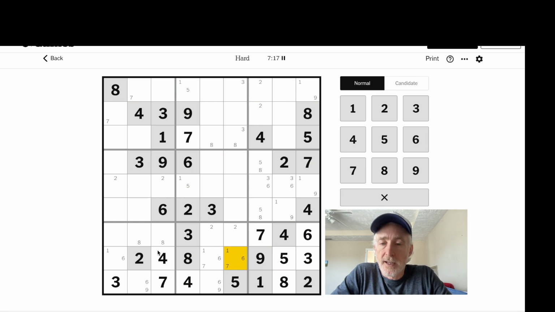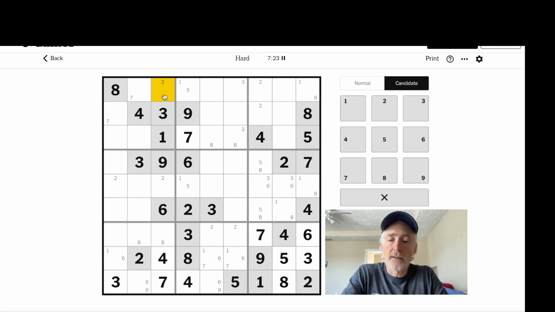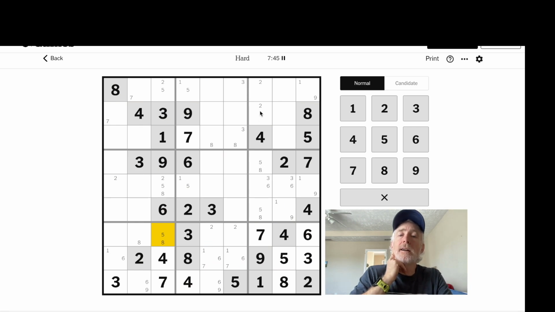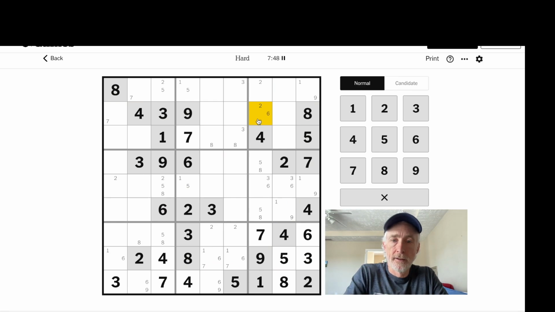This column here is down to 3. It's going to be 2, 5, and 8. So this is only 2, 5. This is 2, 5, or 8. And this can only be 5, 8. On this column here, let's finish this column off. We have the 5, 8 pair here, so we still need a 2, 3, and 6.